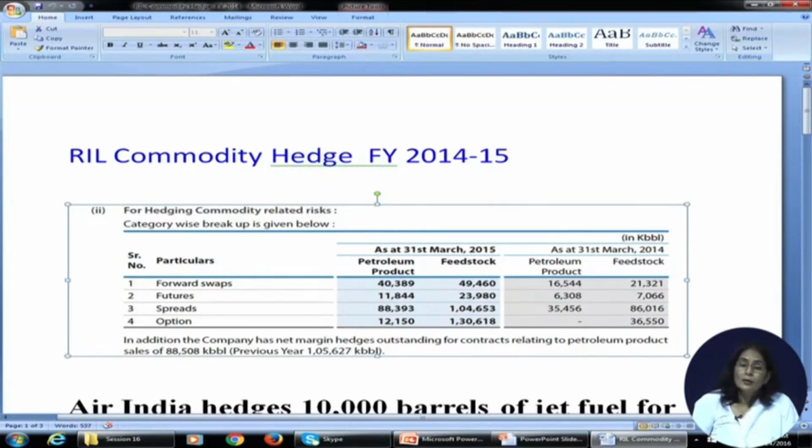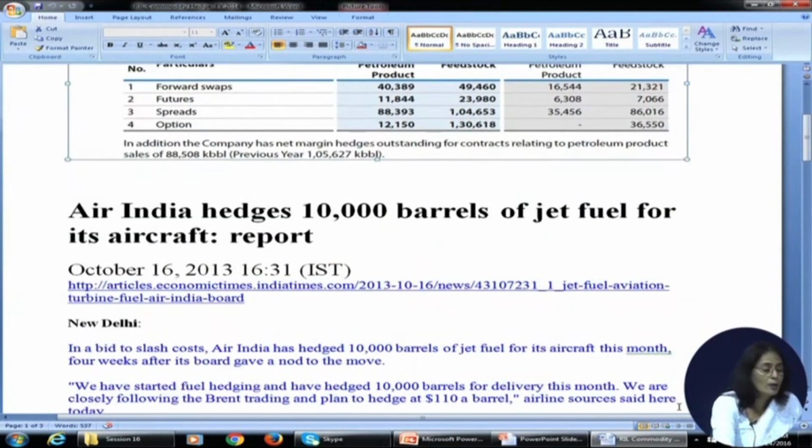Also, the prevailing GAAP, the generally accepted accounting principle requirement, does not mandate a company to give the commodity derivatives or commodity hedging they are doing. That could be the reason why companies are not giving this information in the annual report, even if they are doing commodity hedging. So that aspect is not very clear. But in this context, I wanted to share another interesting development with respect to Air India.